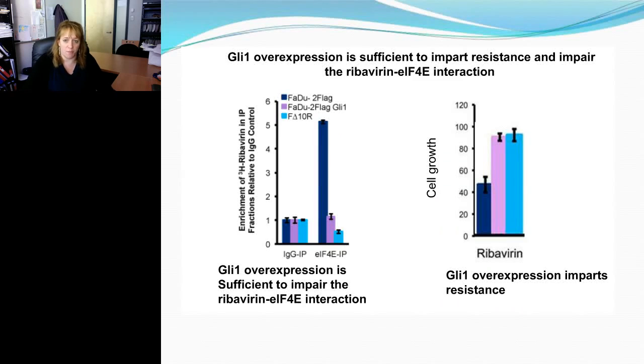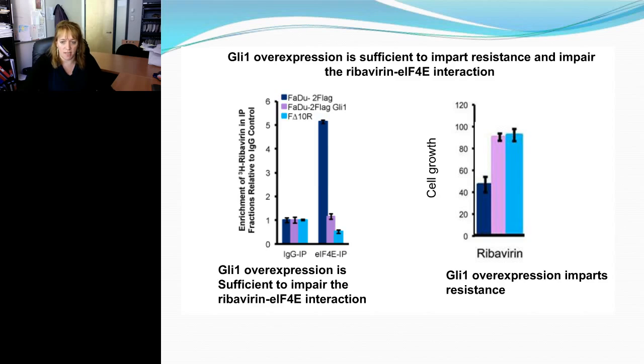So we went on to look at the ability of GLI1 to modulate the 4E ribavirin interaction. And again, we used our tritiated ribavirin immunoprecipitation experiment. Here are the IgG controls. And what you can see here with the 4E IP is either the flagged vector control cells in pink, the sensitive cells overexpressing GLI1, or in blue, the type 2 resistant cells that I've already shown you. What's striking is that GLI1 overexpression by itself is sufficient to lose the interaction relative to the vector control cell lines. So GLI1 overexpression also imparts resistance to ribavirin.